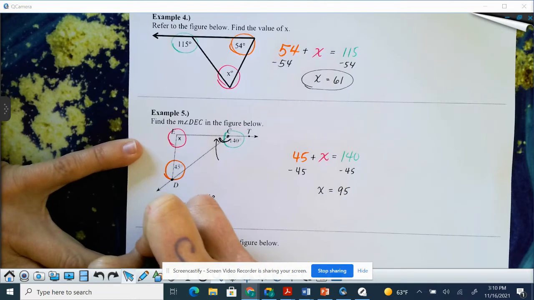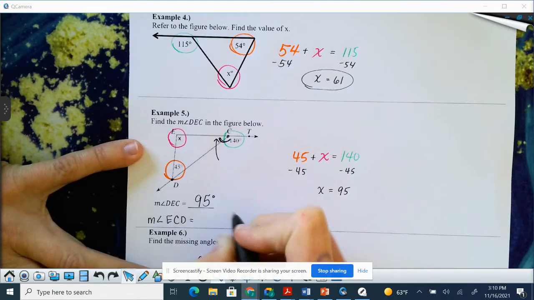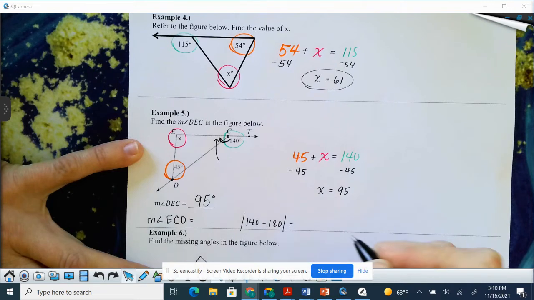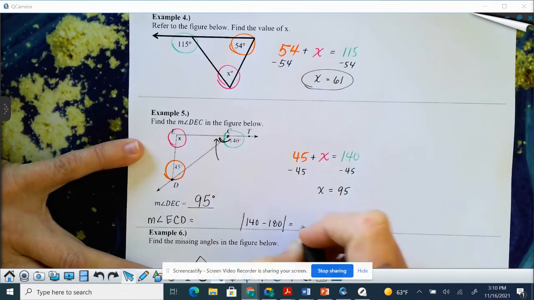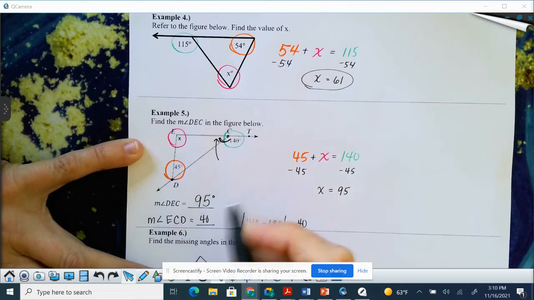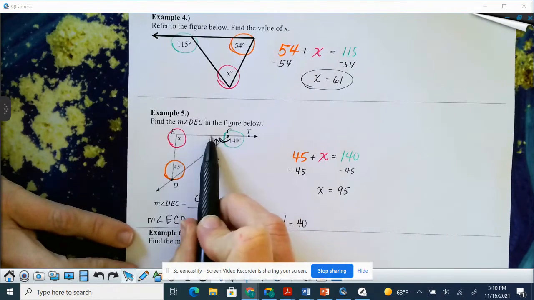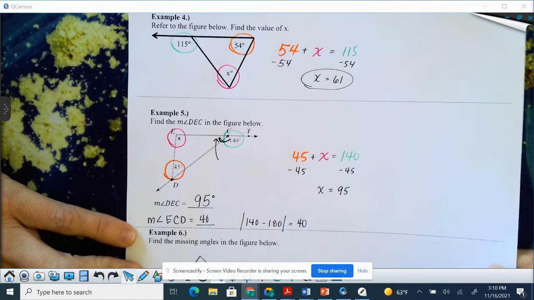And then the measure of angle ECD, so going for this guy, that's 140 minus, or from 180. We could do absolute value if you want, because obviously a degree measure can't be negative. And so that means we know that it's going to be 40. So ECD is 40 because 40 plus 140 gives me 180. That makes that straight line. And those are adjacent angles.